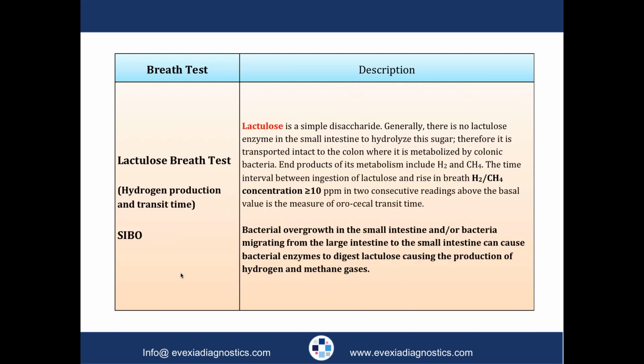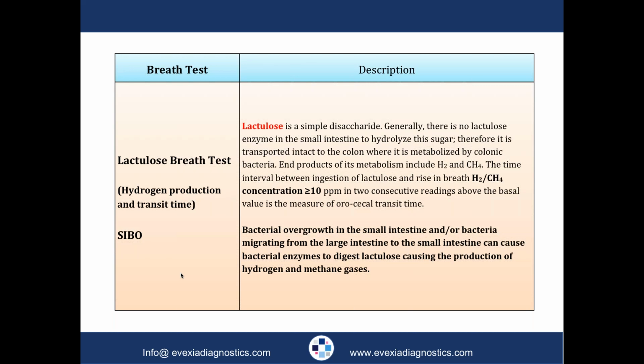So now here's the test that we're going to be mainly talking about tonight. That's the use of lactulose. Now, lactulose is a disaccharide, just like it says there, but it's important to know that there is no lactulose enzyme in the small intestine to hydrolyze the sugar. So that's huge, because basically that means it's the bacteria working on this. And this lactulose generally is not absorbed. Potentially it may be into the gut if there is increased permeability, hyperpermeability, but that's another subject here.